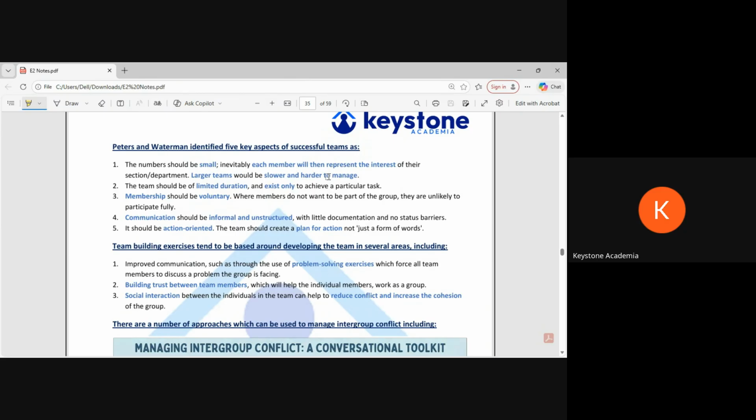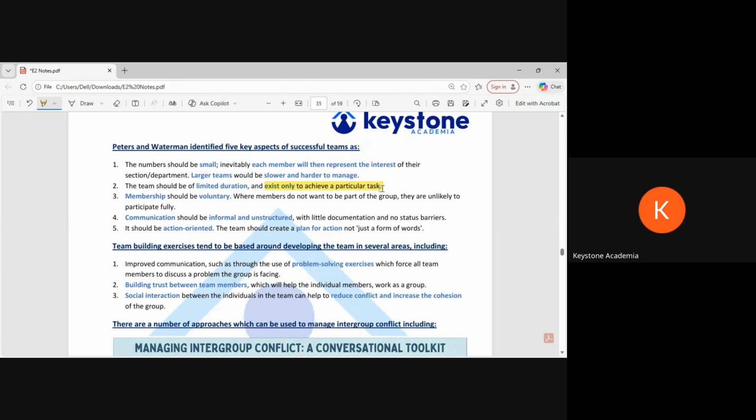Inevitably, each member will then represent the interest of their section or department. Let's say we don't have a very big company. In our case, we don't have sections or departments, maybe individuals. Larger teams will be slower and harder to manage. So what they are saying is that the team should be small. But again, in certain cases, a bigger team might also help. In our case, I think small is enough. The team should be of limited duration and exist only to achieve a particular task. So if you see this sentence, they are talking about the advantages of adjourning.